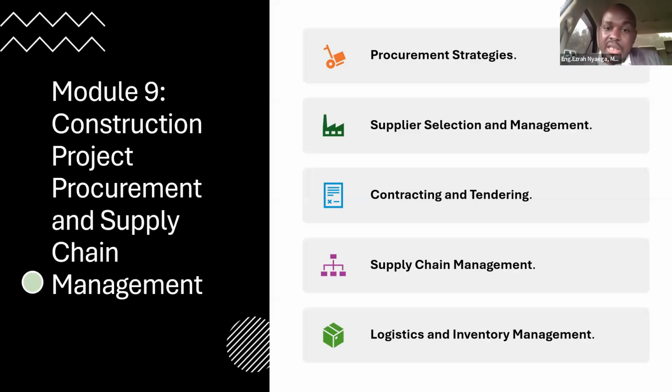This is where you are selecting the vendors who will supply you, or the different suppliers. This is where you are trying to manage the schedules, because you are looking at the logistics and the inventory management. And this is where you'll be utilizing those contracts that we'll have discussed.